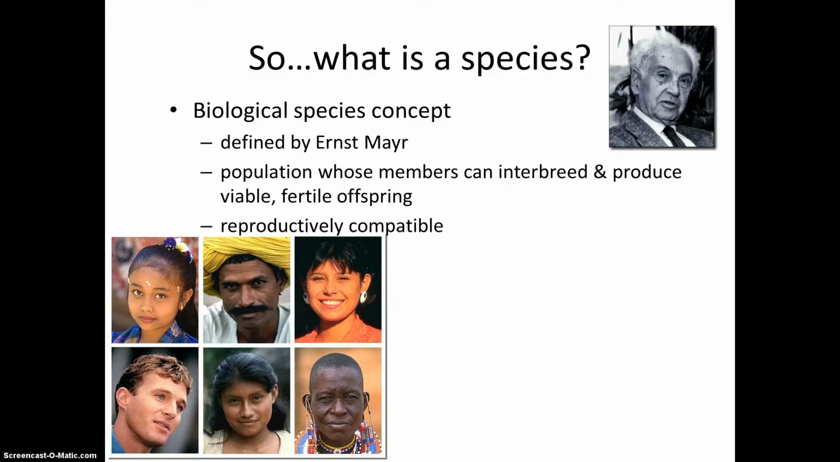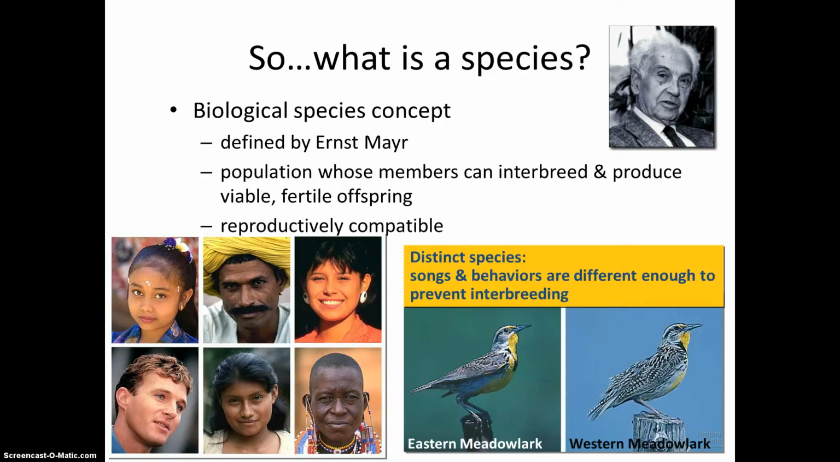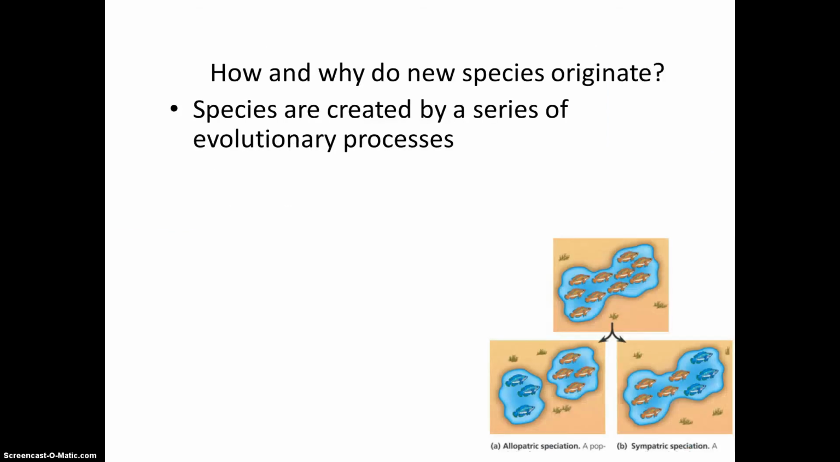Reproductive compatibility is a huge factor in determining if a species is a separate species or a member of the same species. These guys are both distinct species, the eastern meadowlark and the western meadowlark. And if you look, they look more similar to each other than any of the two people on the left. However, their songs and behaviors are different enough that these two individuals would never interbreed. They will not reproduce.